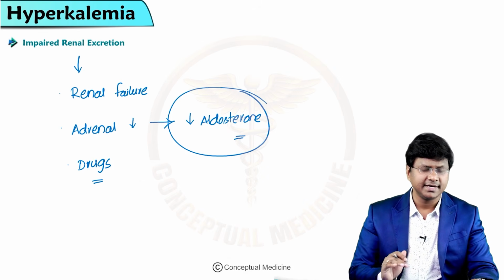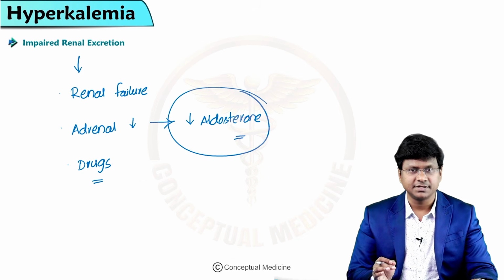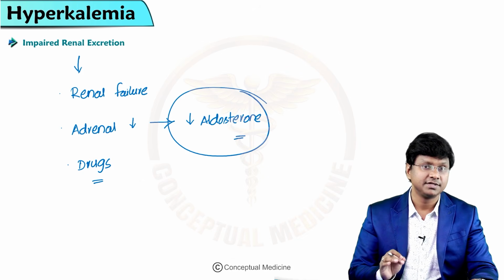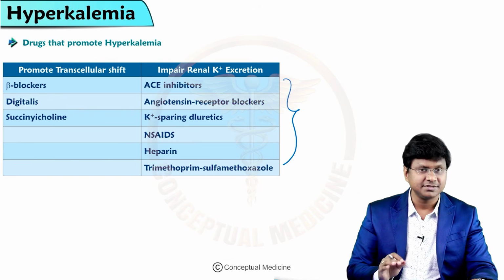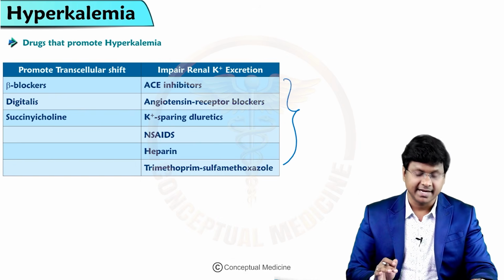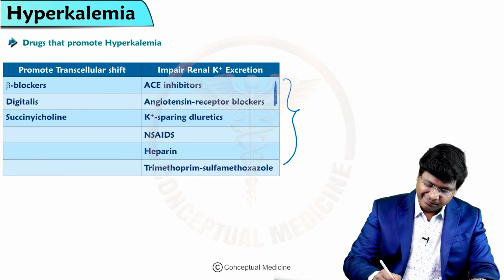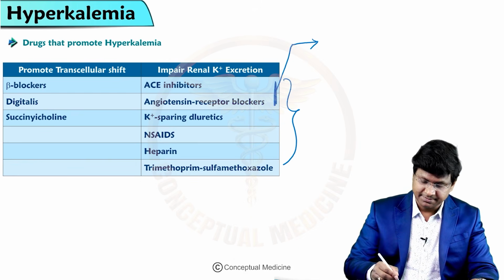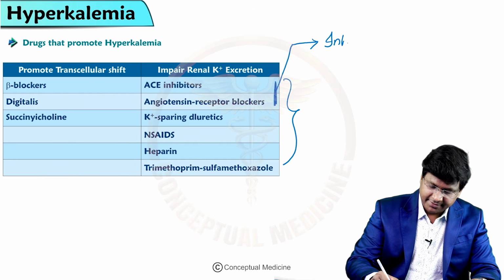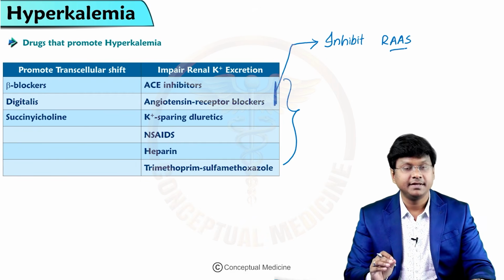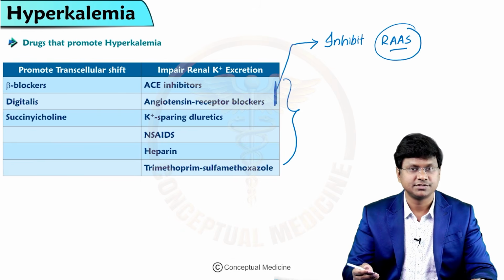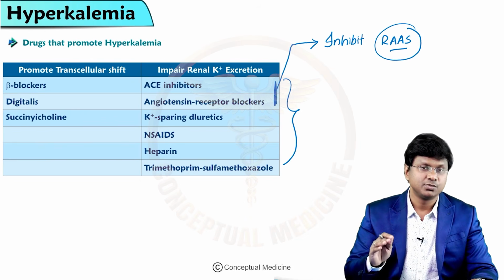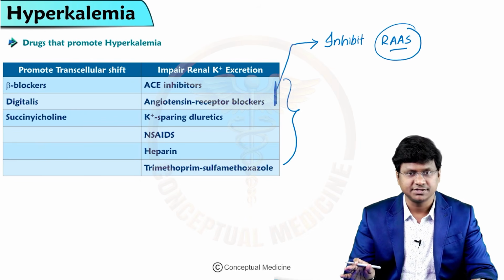Now, drugs. I have already discussed the drugs that will cause impairment of the renal potassium excretion. So this is the list of drugs. You see these ACE inhibitors as well as the angiotensin receptor blockers. What they do is they inhibit the renin angiotensin aldosterone system. So once they inhibit the renin angiotensin aldosterone system, the aldosterone is not being formed, and so the potassium excretion does not occur.